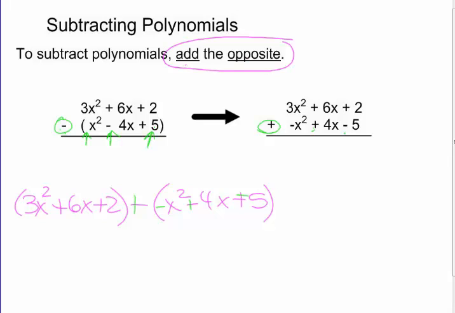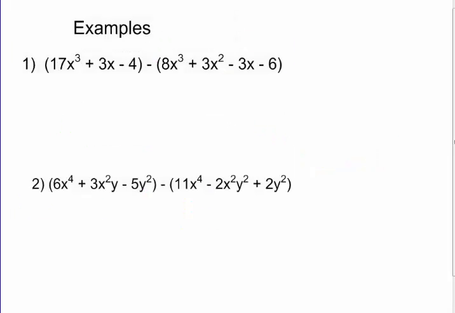Which way do you guys like it? Vertical, like the one up here on top, or horizontal? A lot of you like vertical? Okay. So if you're going to do a vertical, make sure you keep those parentheses until you change it. Once you change it, you don't need the parentheses anymore. 3x squared minus x squared is 2x squared. 6x plus 4x is 10x. 2 minus 5 minus 3. Okay. All right, let's practice some subtracting.